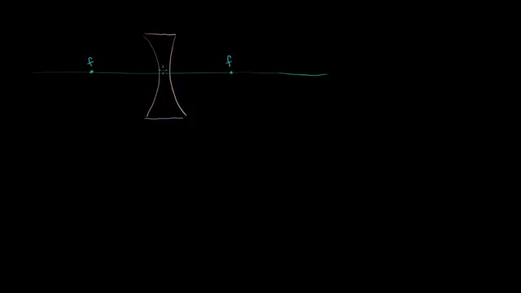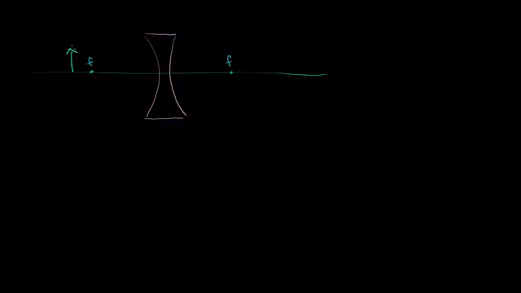Now let's think about what's going to happen if I put an object someplace on the left side of this concave lens. So I could put it, let me just stick it anywhere. So let me stick it right over there. And like always, we'll do our two rays. I'm going to do one that's parallel to the principal axis, and then I'm going to do one that does not get diffracted. So it goes right through the center of the lens.